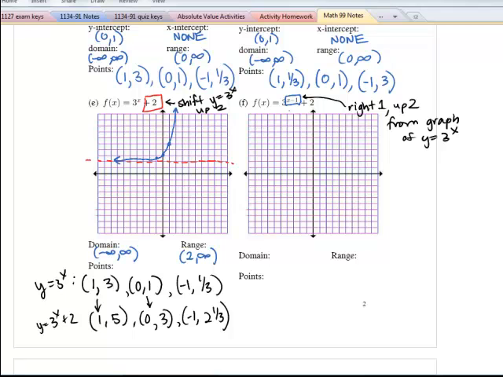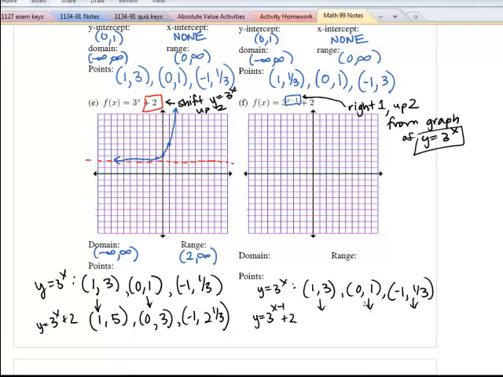So the 3 has nothing to do with the shifting. That has to do with how we're going to choose our starting points. So the points, again, on y equals 3 to the x, we would have 1, 3, 0, 1, and negative 1, 1/3. So we use the base with the exponent x to get our starting points, and then we shift right 1 and up 2. The right 1 is going to change the x, and the up 2 is going to change the y.